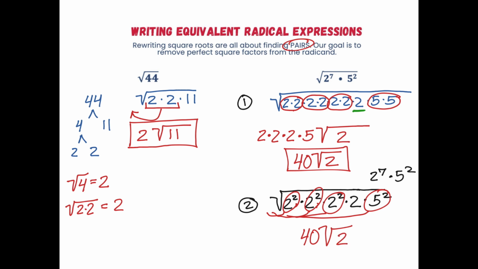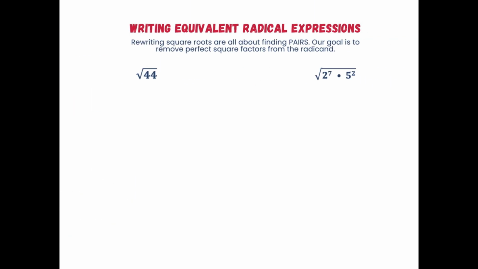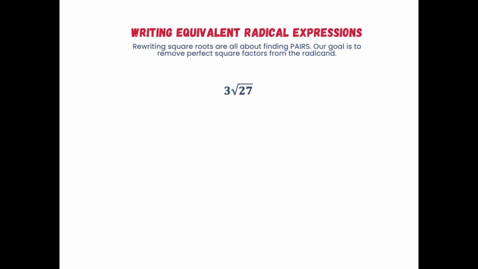Okay, if you need to, rewatch that just to make sure it clicks and it makes sense. Hopefully I explained it pretty well, but there are indefinite replays here in this video, so watch it as many times as you need. In our next example, we have 3 square root 27.